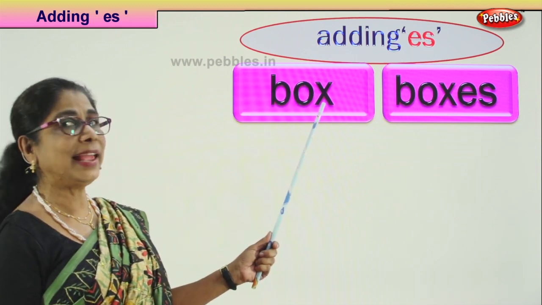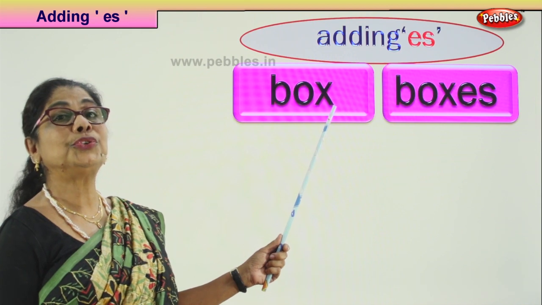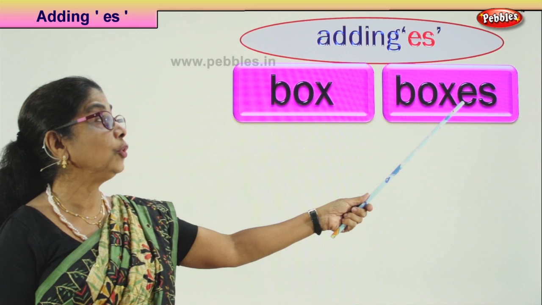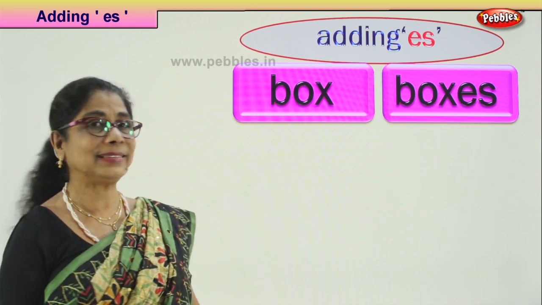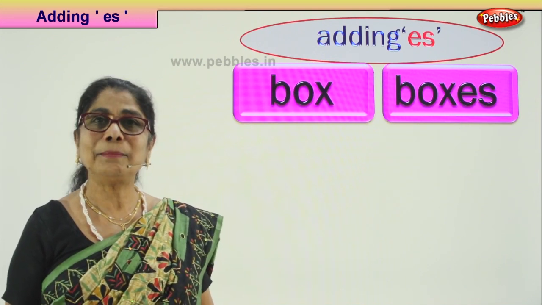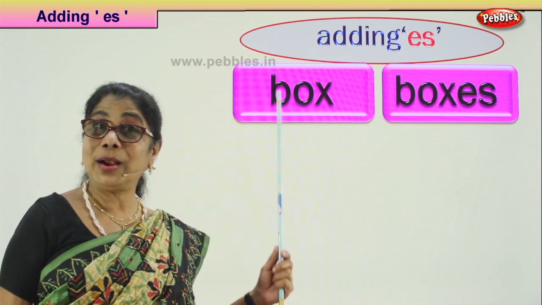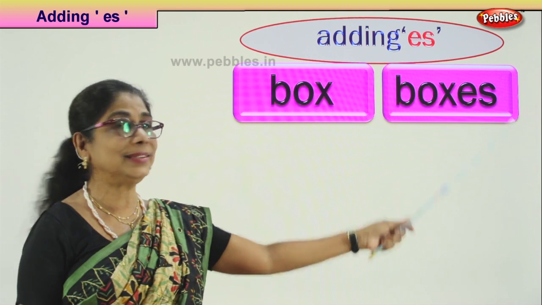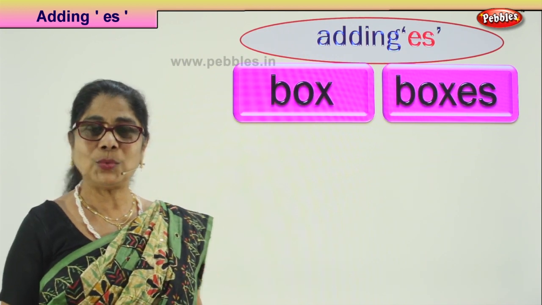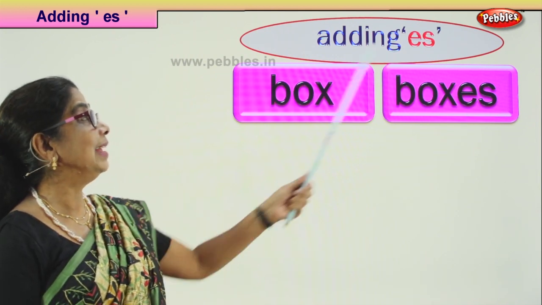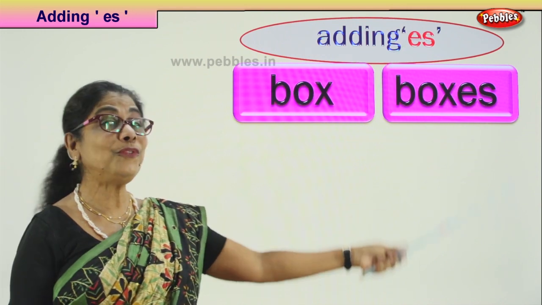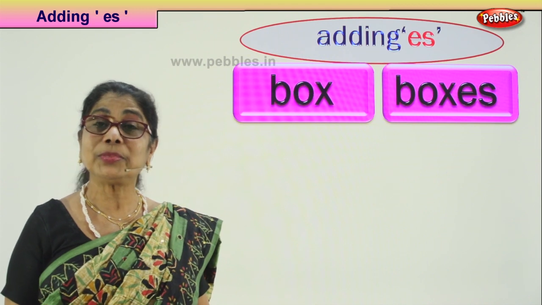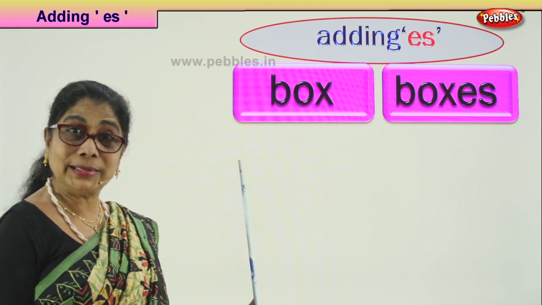Box, singular. To form the plural for box, you add es. Box, boxes. One crayon box, two crayon boxes. Words ending in x, add es and you form the plural. One box, two boxes. Good. Let's take the next word.